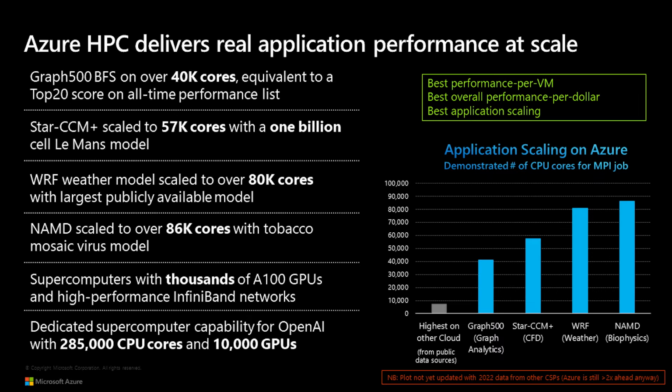At the launch for our HBv2 compute offering, we ran STAR-CCM+, and this was with the largest publicly shareable model, which is a 1 billion cell Le Mans car, and this was run up to 57,000 cores. Now the scaling was really good, and we obtained 99% parallel efficiency at 44,000 cores and 84% at 57,000 cores.